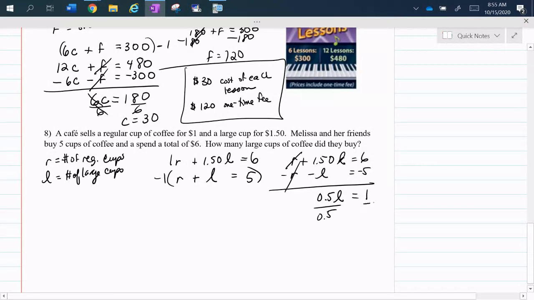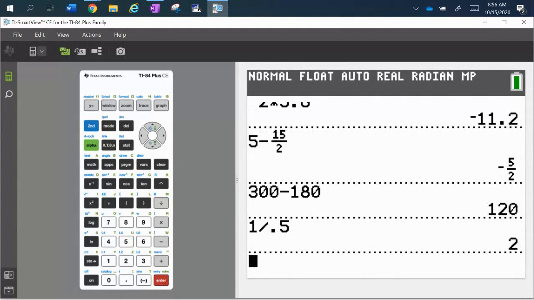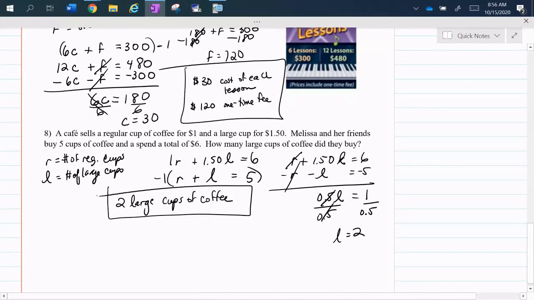So we're going to divide both sides by 0.5. And so L is equal to, let's check our calculator, 1 divided by 0.5 is 2. So we've got 2 large cups of coffee. And did I answer the question? How many large cups did they buy? The answer is yes, I did answer it. So there it is, 2 large cups.